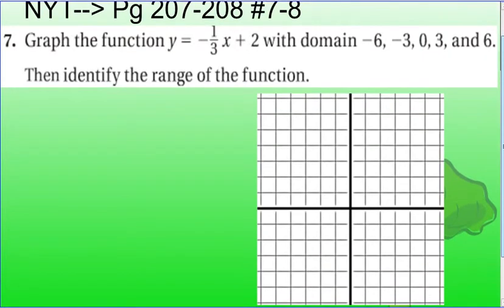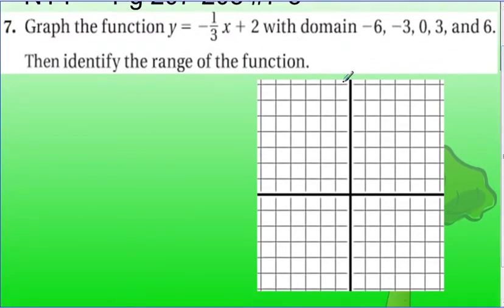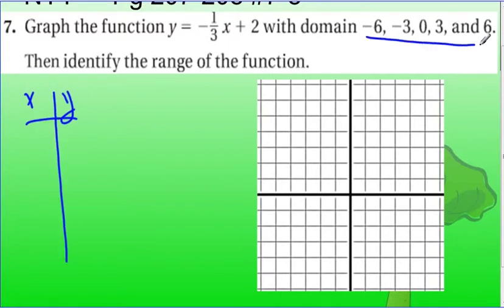Okay. Number 7 says, graph the function negative 1/3 x plus 2 with this domain. Okay, so I have my x, y table. That's how we did this before. These are the x values. Domain is x. Range is y. So the domain is -6, -3, 0, 3, 6.